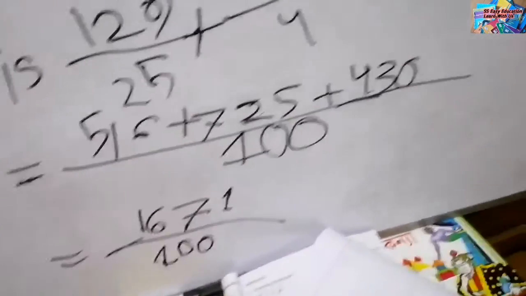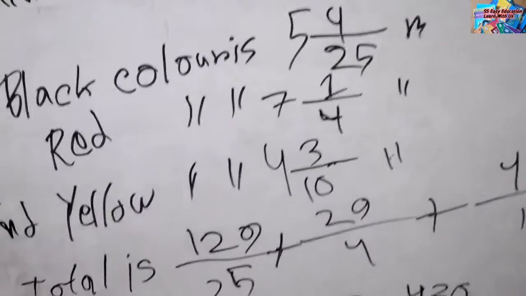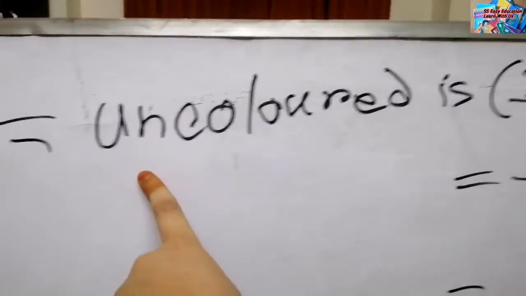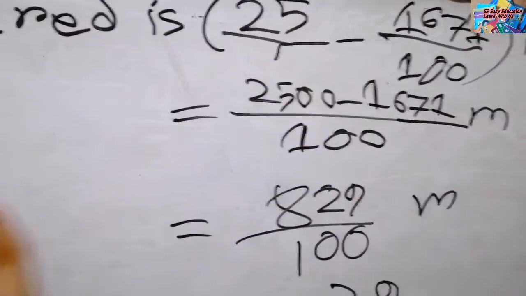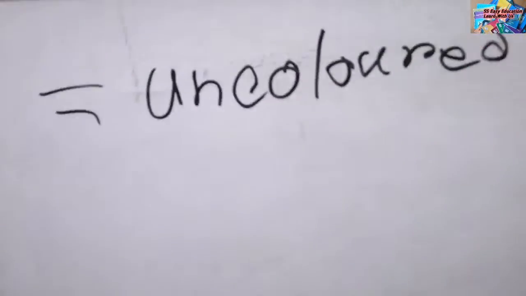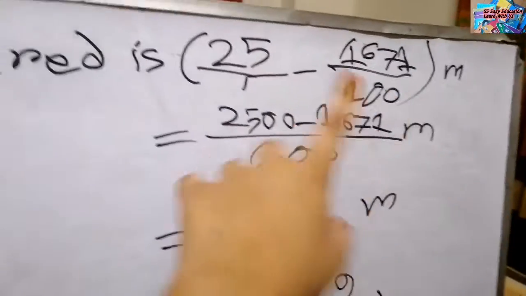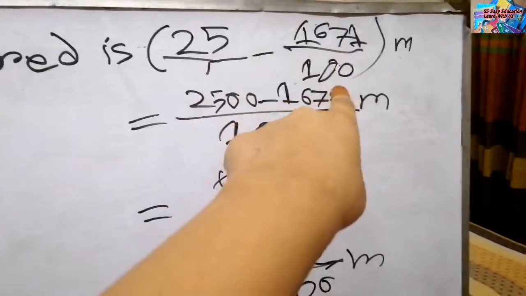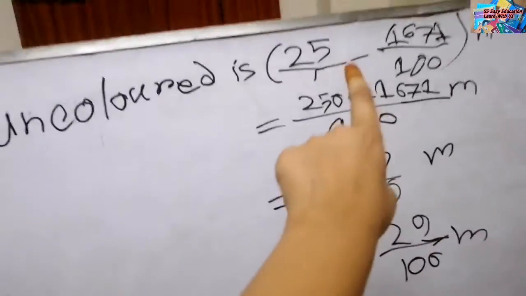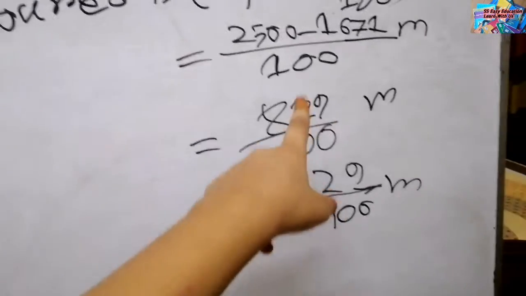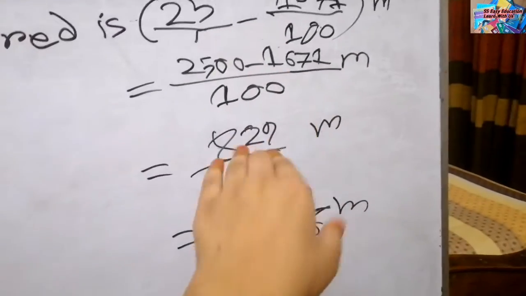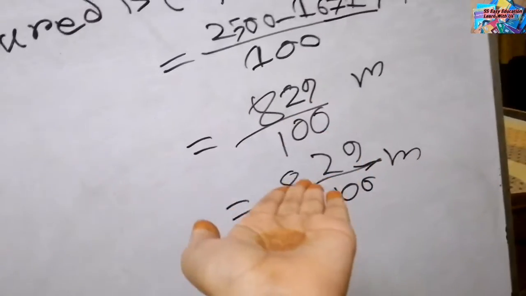So next I will do the uncolored part, that means the main part, okay? Look, the uncolored part is 25 over 1 because 25 is only a number. And the colored part is this. I have written 1 as the denominator because it's just a number. And 100 divided by 1 equals 100. So 100 times 25 equals 2500 minus 1671 meter. So then I have written the answer.